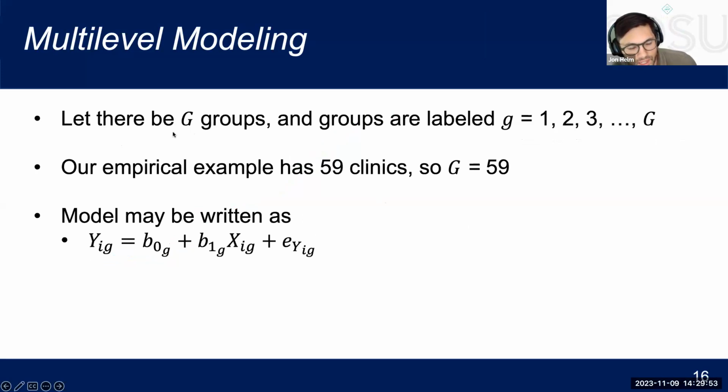Right, so in general, what we're going to say is, let there be G groups. So in our case, we have 59 clinics.